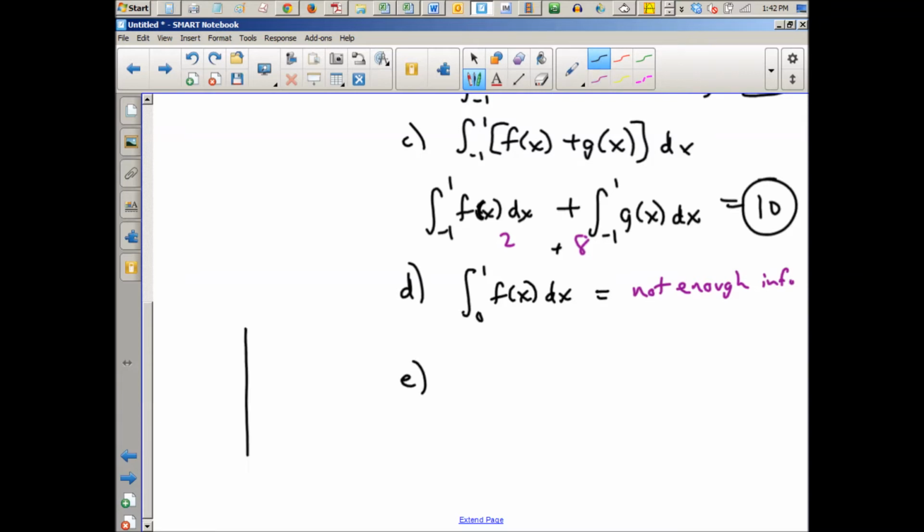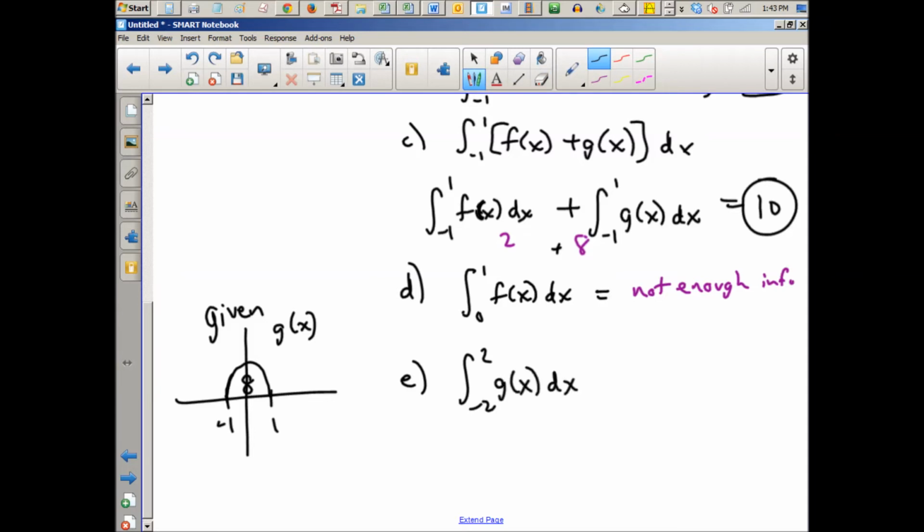And for part E, the instructions, remember, told us that G of X had 8 square units of area if you're going from negative 1 to 1. They would like us to study between negative 2 and 2 on G of X. And we can't do that because we don't have any information about G of X outside this interval negative 1 to 1. So this problem also is not enough information. How can you predict what the area will be outside this region? You don't even have a graph. You don't have any other givens. Not enough info for parts D and E.